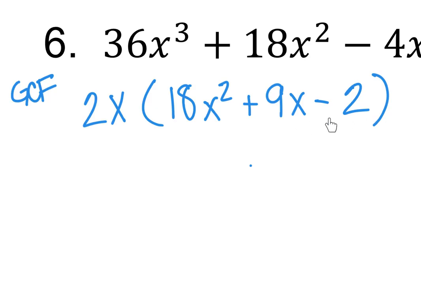When we have 3 terms left, what factoring method can we use? If you said trial and error, you are correct. So let's use trial and error. Don't forget to bring down that 2x. Trial and error means 2 parentheses. What signs? Well, we have this minus, which means we're going to use a plus and a minus.